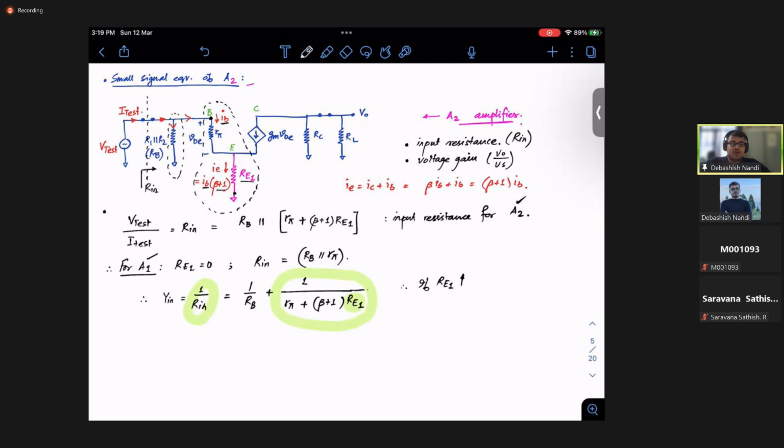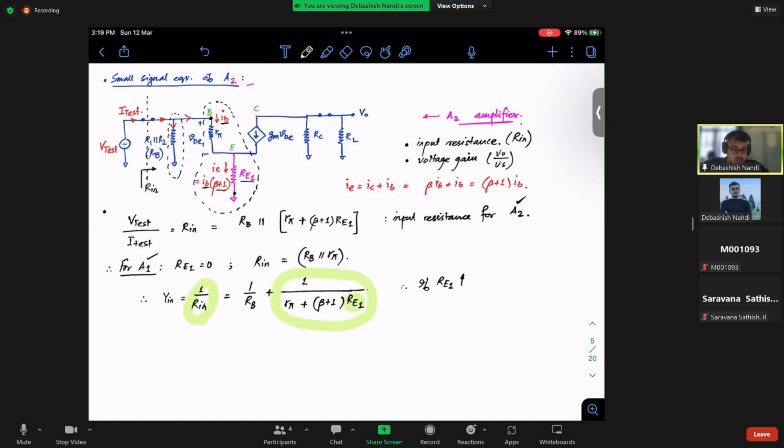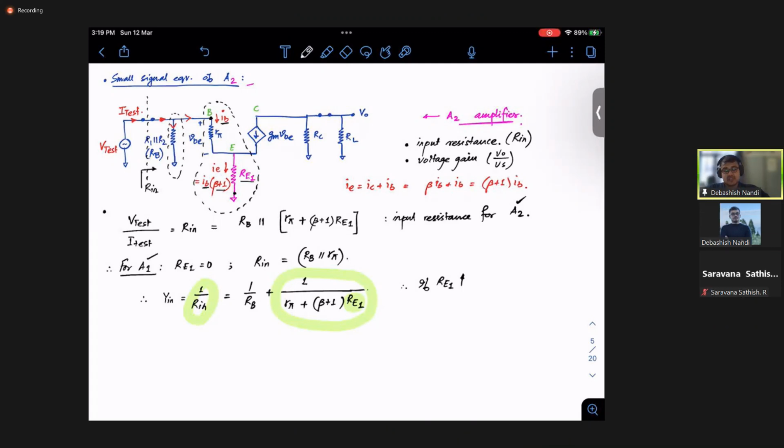Can anybody unmute yourself and tell me what will be the answer? Whether the input resistance will be greater for A1 or A2? I see two people joined. One is Satish, another one 1093. Can anyone unmute and tell me how will my input resistance change?